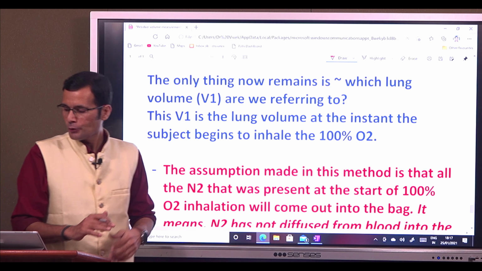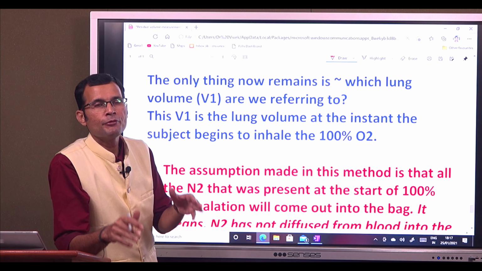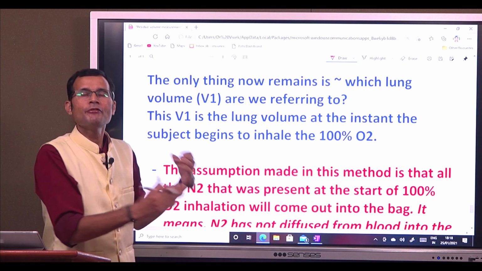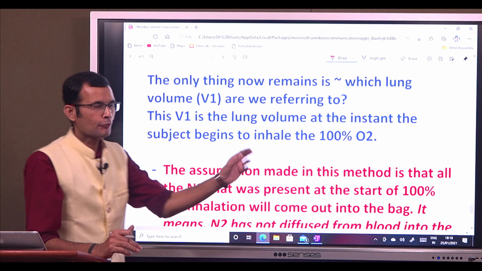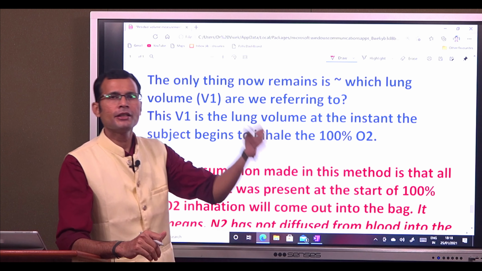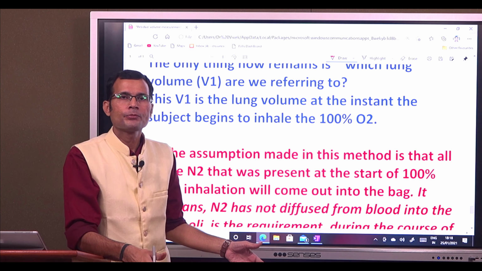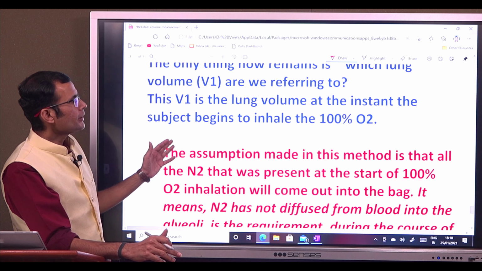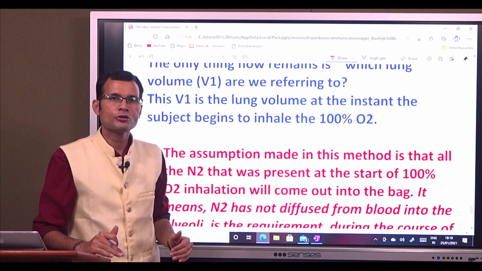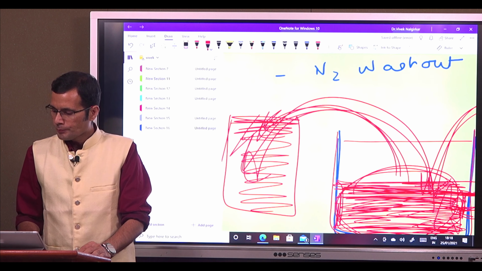The only thing that now remains is: which lung volume are we referring to? We are measuring the lung volume from which the nitrogen came out and was collected into the bag. That was the starting volume, which we have called V1. So which lung volume is that? The V1 is the lung volume at the instant the subject starts breathing the 100% oxygen. You get the point? It's simple.